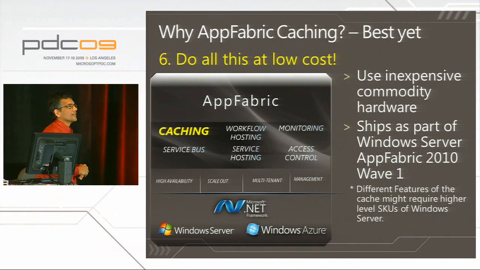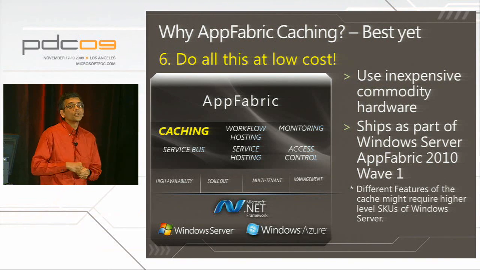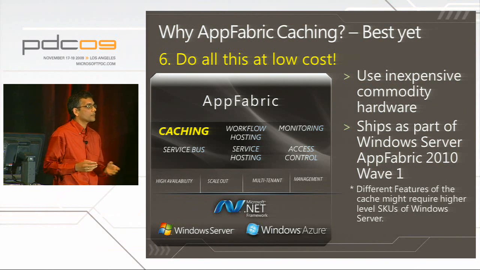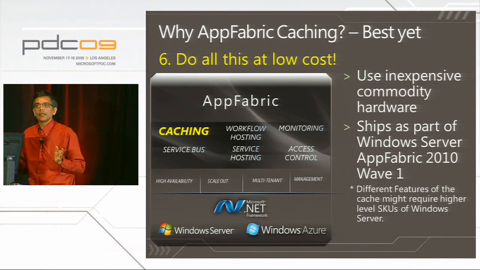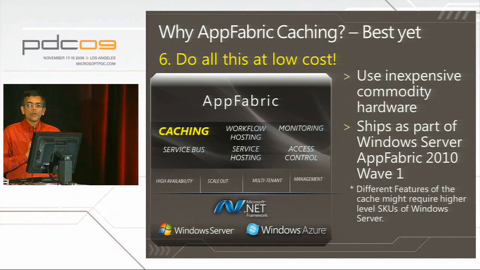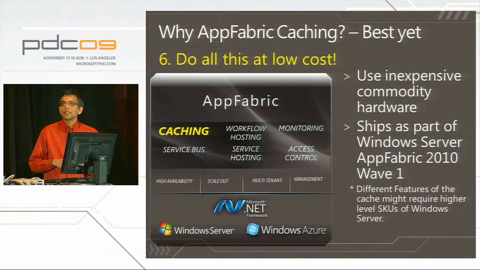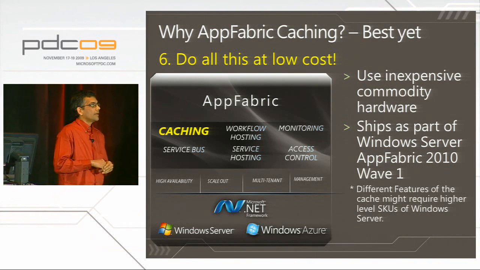And of course, the final thing, remember that guy I showed you was a stingy guy, right? So you can do this all at low cost. You don't need specialized hardware. You don't need specialized network cards, none of that stuff. Plain old machines with just a regular network card should do. And it also is going to ship as part of the Windows Server AppFabric. That's why we're calling it AppFabric caching. So if you look at it, it will be part of your Windows Server. You just go enable a role, and it'll be there for you.